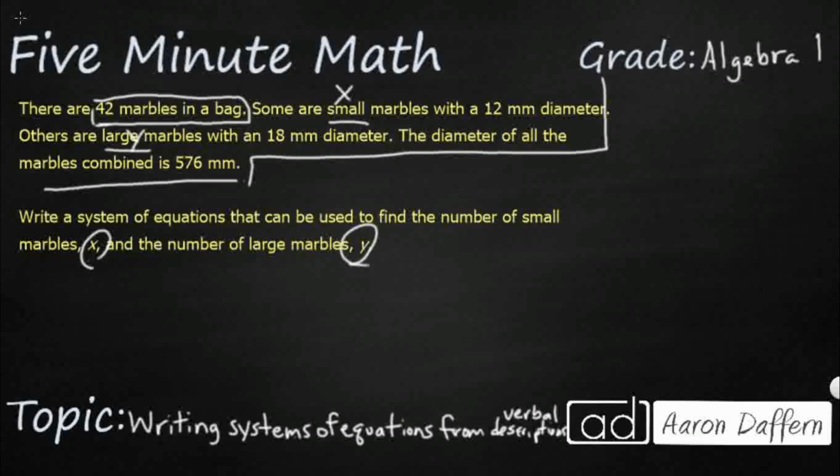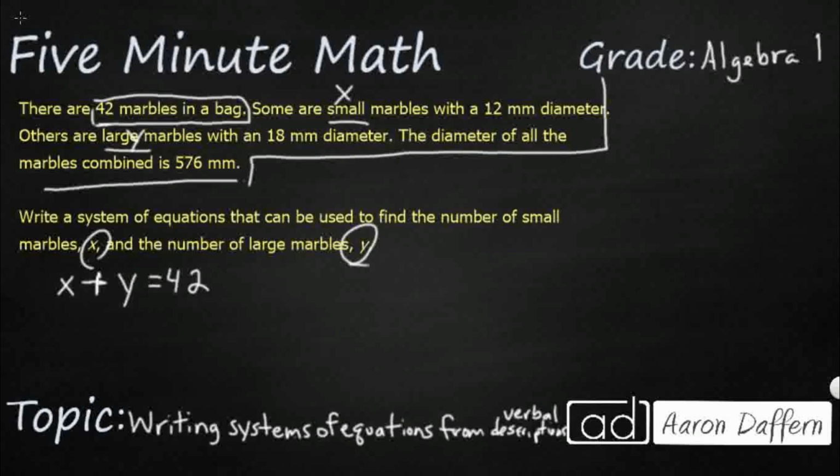The number of small marbles is x. The number of large marbles is y. So if you add up your large and your small, guess what you're going to get? You're going to get the total number of marbles. And what do they tell you? There are 42 marbles in a bag. So sometimes the first equation in a system of equations is going to be pretty simple.